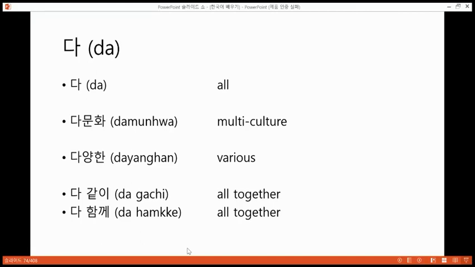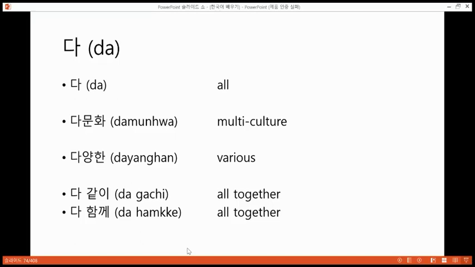같이 먹자. Let's eat together. Say 먹자. Let us eat. 먹다, to eat. As I mentioned, ending in 다 is the basic form of a verb. Ending in 자 is suggesting, let's do together. 다 is all. 같이. So if you put them together, 다 같이, all together. 다 함께.